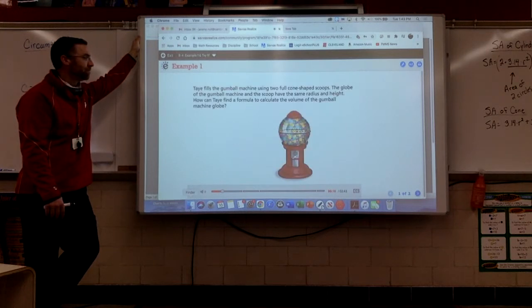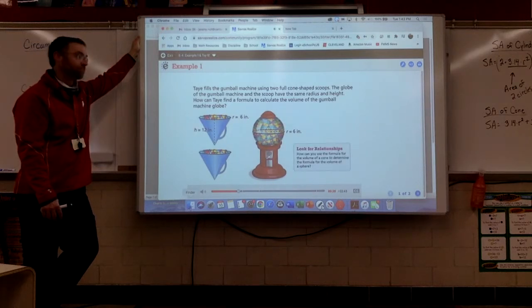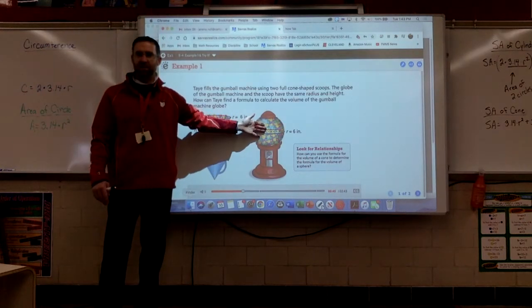Tay fills the gumball machine using 2 full cone-shaped scoops. Each scoop is 12 inches high, and the circular opening has a radius of 6 inches. The globe of the gumball machine and the opening of the scoop have the same radius and height. How can Tay find a formula to calculate the volume of the gumball machine globe? How can you use the formula for the volume of a cone to determine the formula for the volume of a sphere? I wonder if they're going to start pouring these into the sphere to see how many.